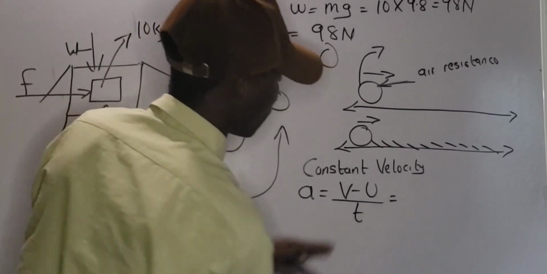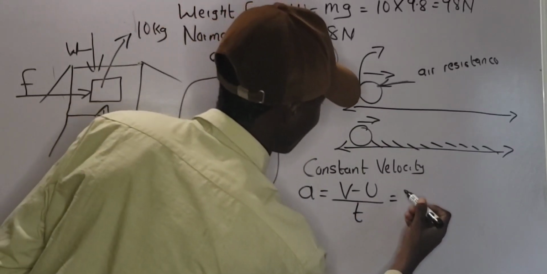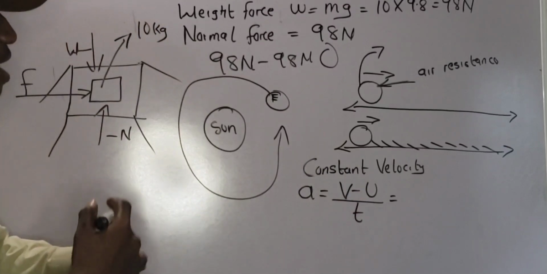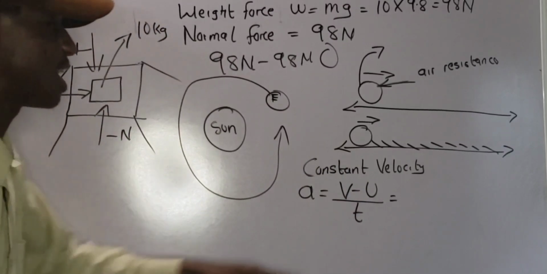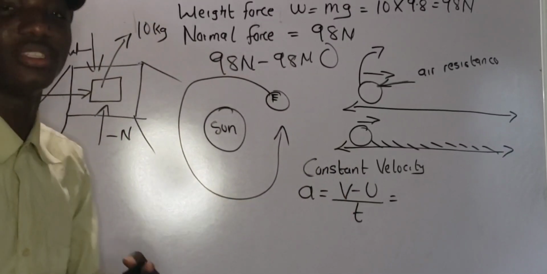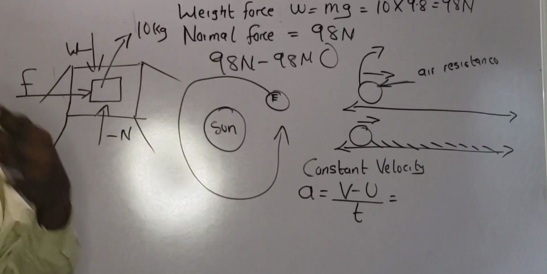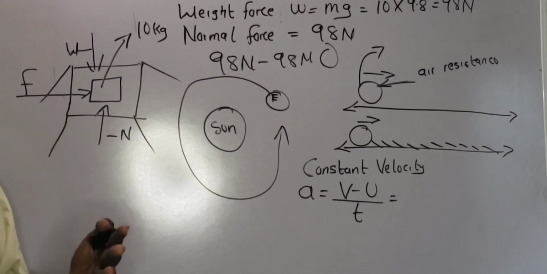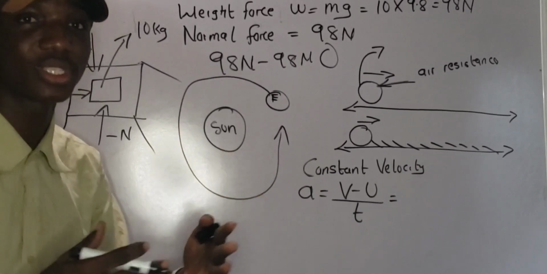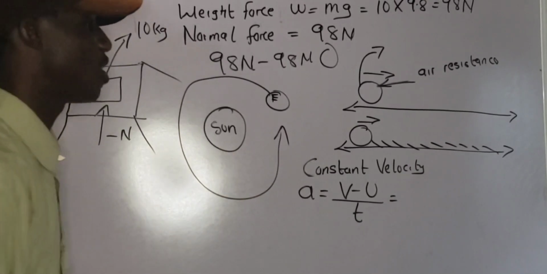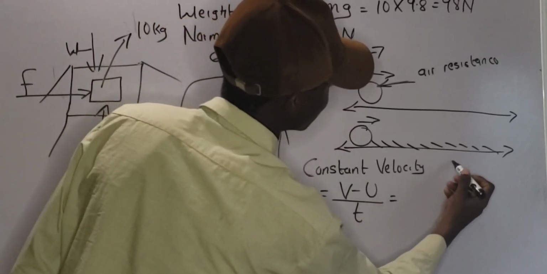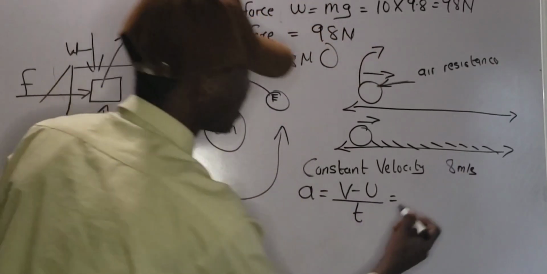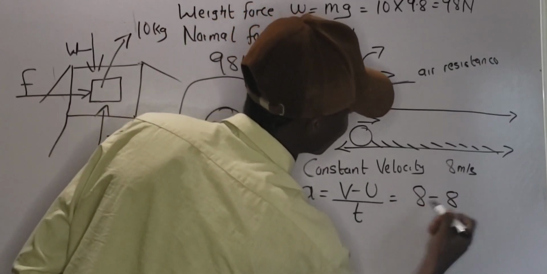Now, for this, I'm going to have v minus u. The v here is what? The final velocity, and u is the initial velocity. Since the object is moving at a constant velocity, the initial velocity and the final velocity will be the same. Do you understand? Let's say the object is moving at a velocity of maybe 8 meters per second. So for this, I'm going to have 8 minus 8 all over t.